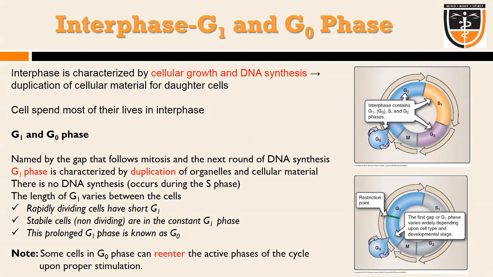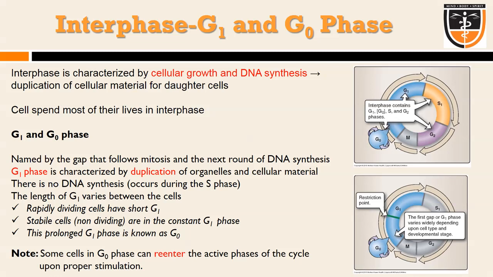Now we're going to talk about the G1 or G0 phase. We see it on the cycle of the interphase. And characteristic for this is that G means gap. So they're named by the gap that follows mitosis and starts the division and beginning of the new round of DNA synthesis.